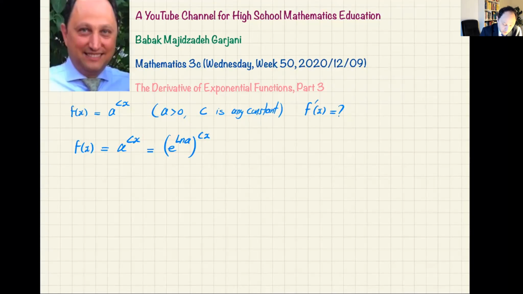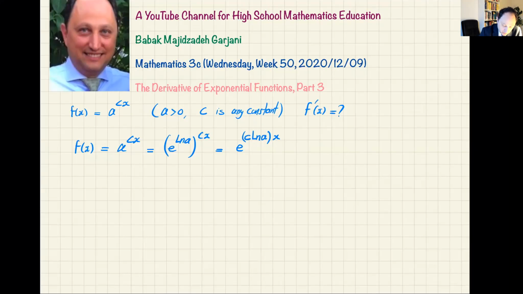Okay, but then I can multiply these exponents, so it becomes e to power... I have to multiply this by that. So let me reorganize them. I would write c first, I would write ln of a second, I put a pair of brackets around them, and then I put an x here.